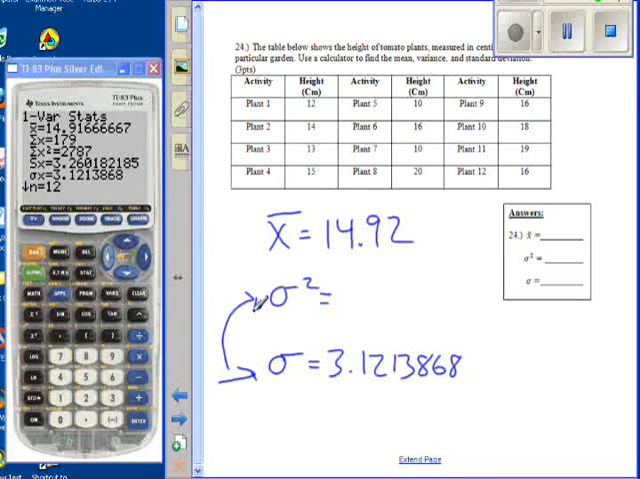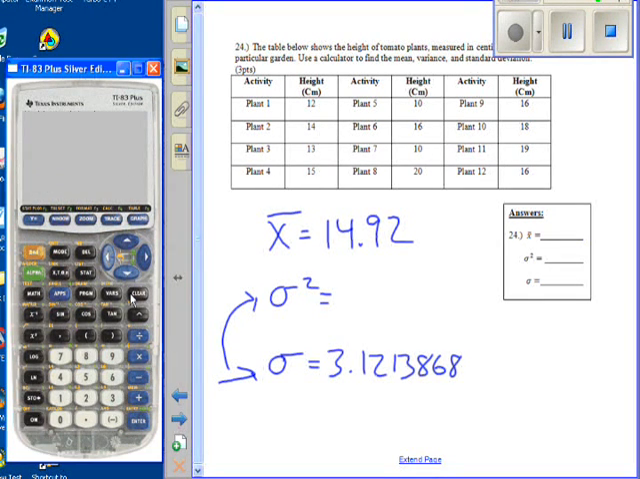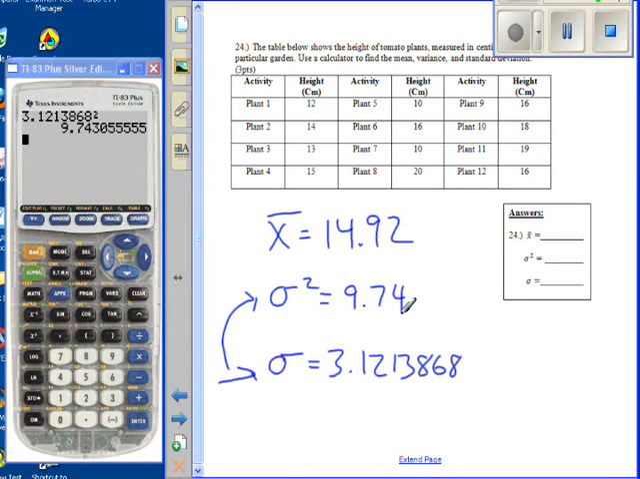Okay, so I'm going to punch that whole number into my calculator, the 3.1213868. I'm going to punch that whole thing in, and I'm going to square it just so I can have a little bit more accurate results, which means that my variance over here is going to be the 9.74, and now I can round it off.